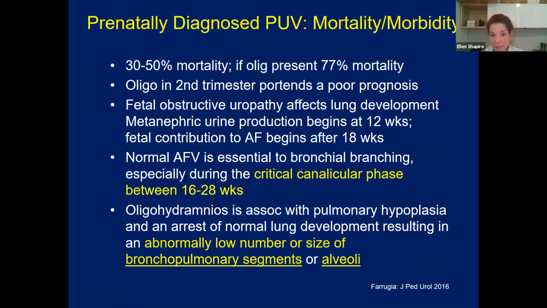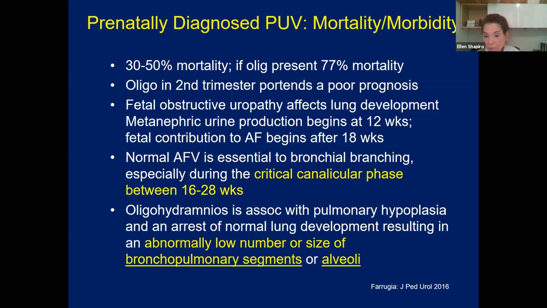Fetal obstruction affects lung development, and it's important to remember that the kidney, or metanephric, urine production starts at about 12 weeks. The fetal contribution to amniotic fluid begins after 18 weeks. And normal amniotic fluid is essential to bronchial branching, especially during the critical canalicular phase between 16 and 28 weeks.